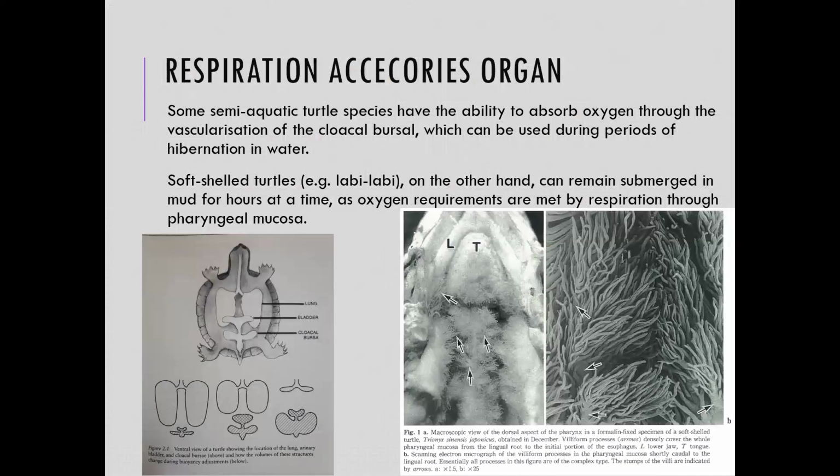Okay, some semi-aquatic turtles have respiration accessory organs. They have the bursal cloaca. They have the ability to absorb oxygen through the vascularization of the bursal cloaca. The bursal cloaca is located after the cloaca, but below the vesica urinaria or before the gallbladder. And they can use this to absorb oxygen during their hibernation in water.